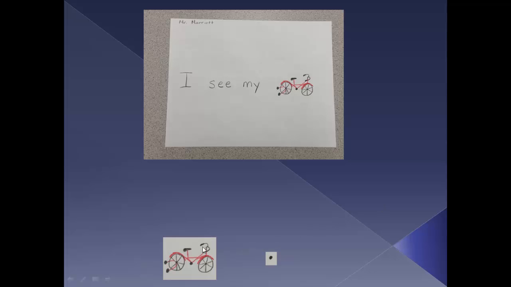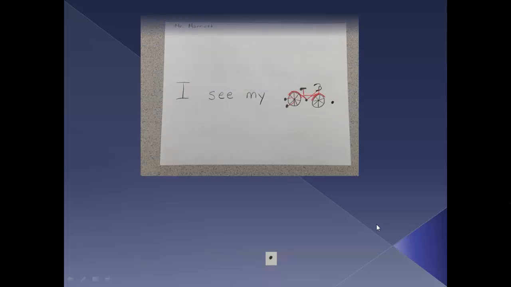We just used this picture. Do we have one picture left over? Yes, we do. And we need to add a period. So let's go ahead and put that period right there on the end. Boop. So here we go. Now we have a complete sentence that we have made, and it says, I see my bike. Read it with me. I see my bike.